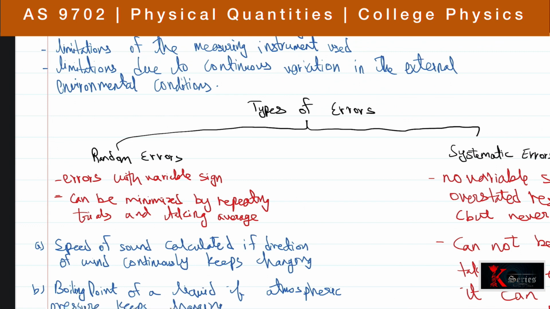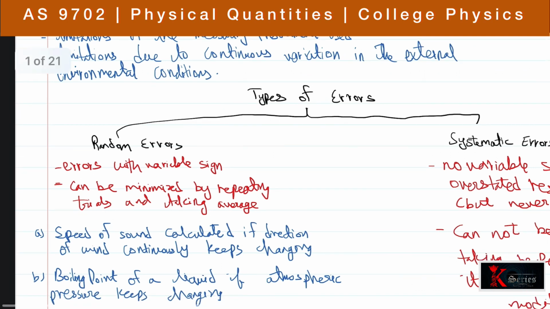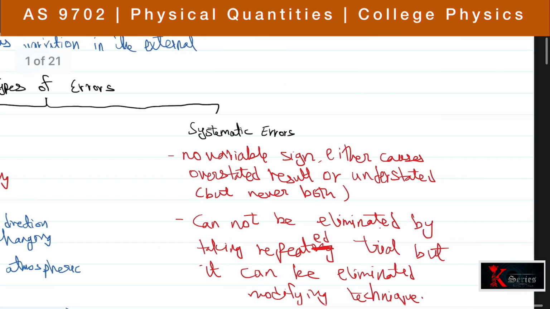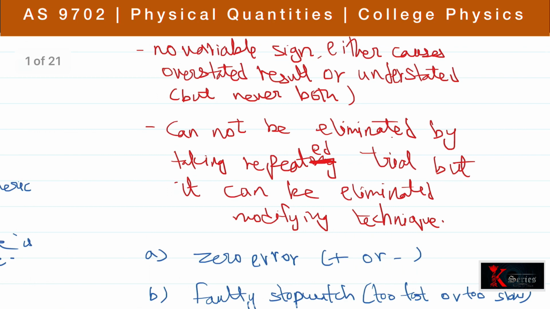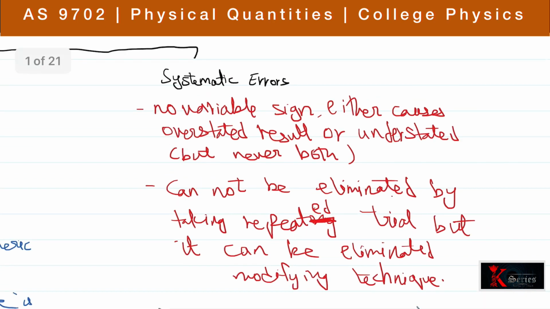So it cannot be entirely eliminated because it would still be present, but the effect would be reduced. But systematic errors cannot be eliminated by taking repeated trials, but they can be eliminated by modifying techniques. So it means that systematic errors can be completely eliminated and not just reduced. And how are they completely eliminated?